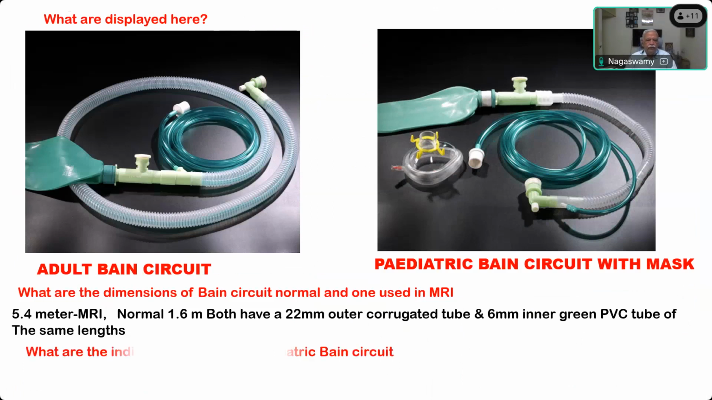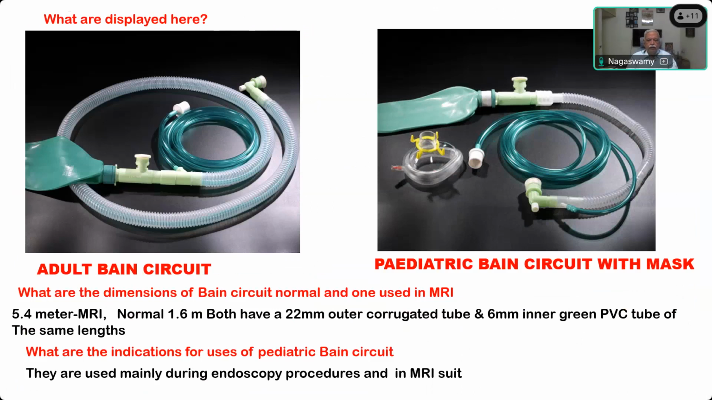Okay. What are the indications for use of the pediatric Bain circuit? When will we use it? MRI, controlled ventilation. MRI suite. Anything else other than MRI? Endoscopy and MRI. Okay, both you can use.